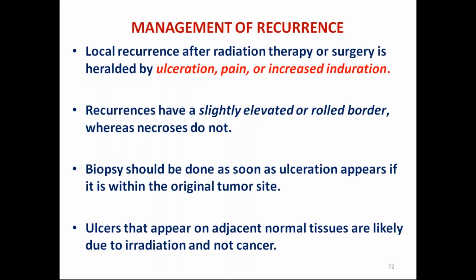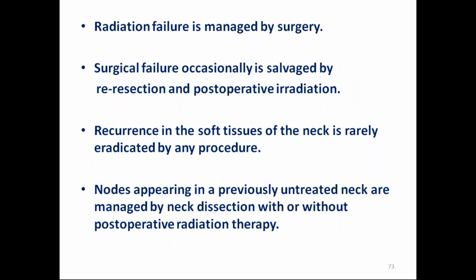Management of the recurrence. Local recurrence after radiation therapy or surgery is suspected by ulceration. Recurrence has a slight elevation with a rolled border, whereas necrosis does not. Biopsy should be done as soon as ulceration appears. Also, the tapering and adjacent normal tissue changes are likely due to irradiation and not cancer. So radiation failure is managed by surgery. Surgical failure occasionally is salvaged by re-resection and post-operative radiation. And surgery failure is very minimal.